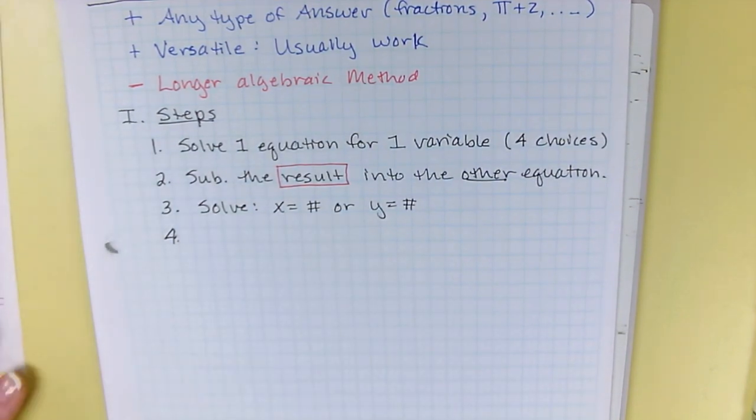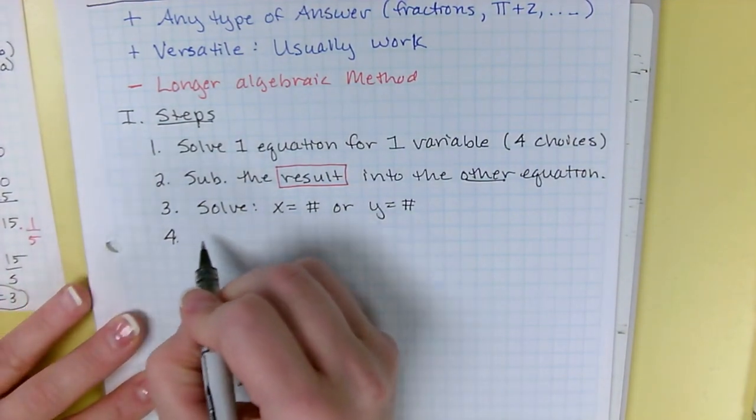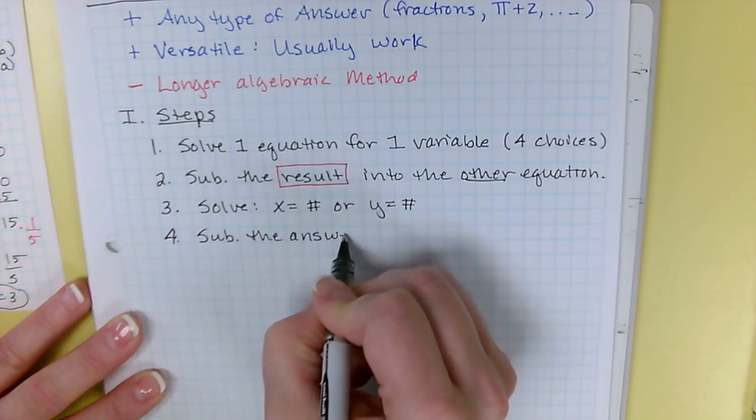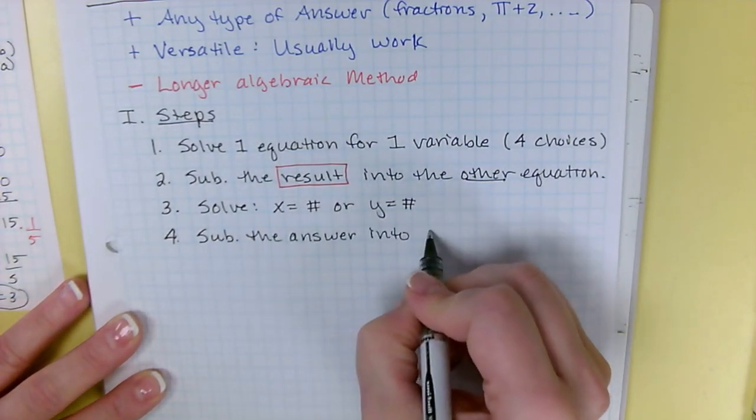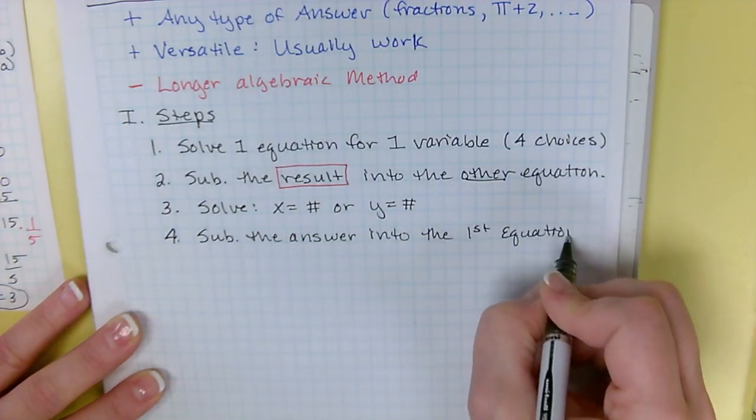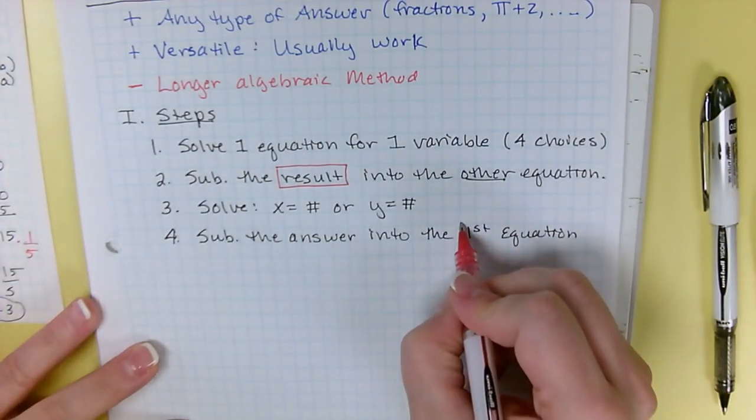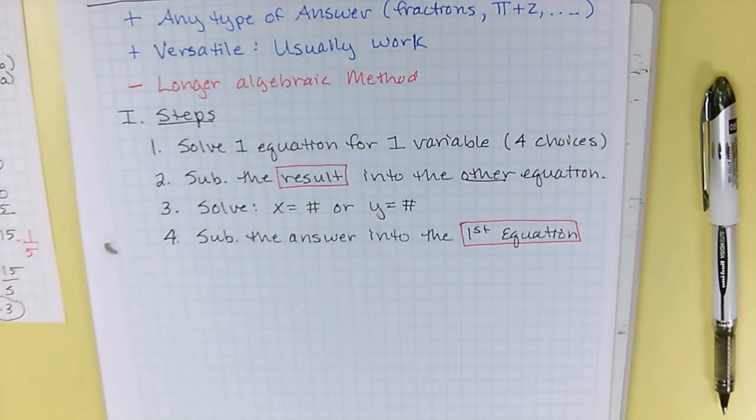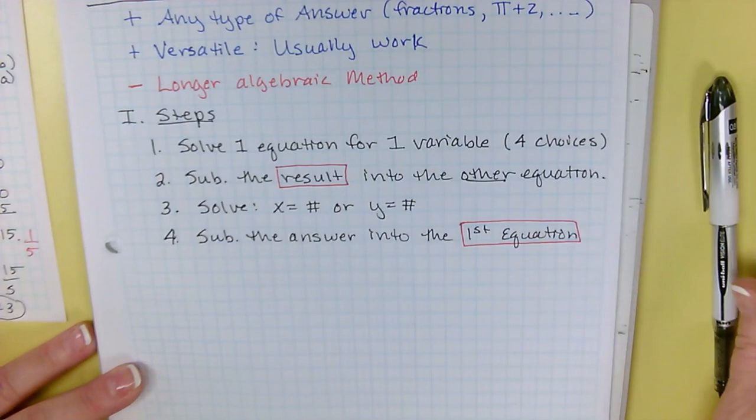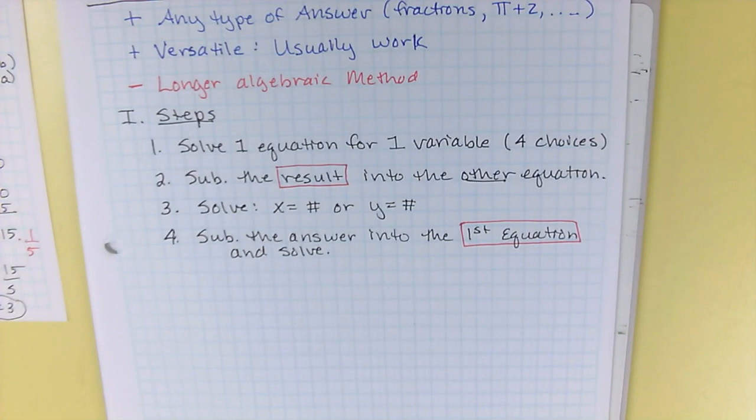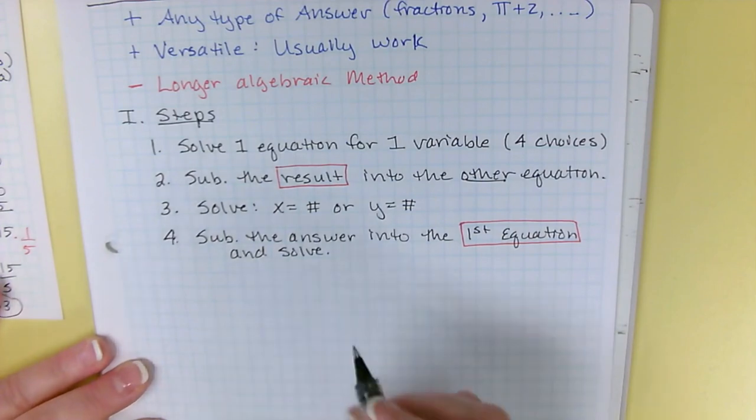Okay, step 4. Now that you've got a numeric answer, you're going to substitute the answer, the one you just got, into the first equation. And again, I'm going to put a box around this because the first equation is the one that's in the box. So you're going to substitute the answer into the first equation where it's in the box and solve.